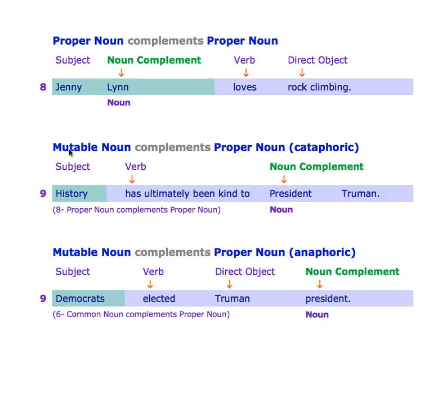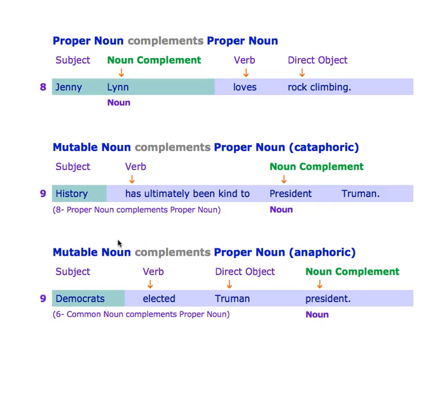Excuse me, mutable noun complements proper noun, and this is cataphoric because it's complementing in the forward direction. All right. So we see here we have the noun president, and it's complementing the proper noun Truman, but it's complementing in the forward direction. See, it's going that way.